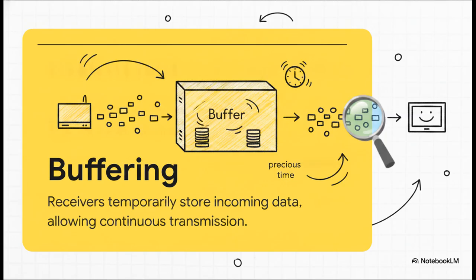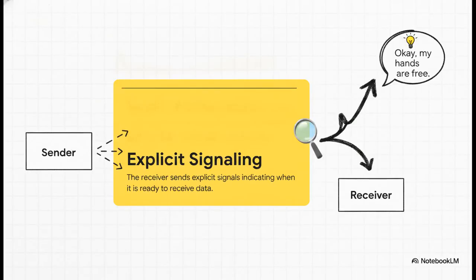We need active signaling mechanisms to step in and stop the flow before a tail drop even has the chance to occur. To prevent those buffers from overflowing, we bring in explicit signaling. This is a highly direct approach where the receiver explicitly communicates its readiness to accept more data. A classic real-world example of this is the X-on and X-off protocol used in software flow control.